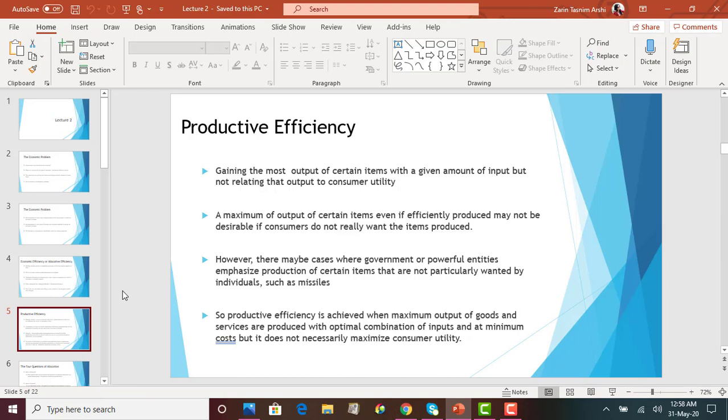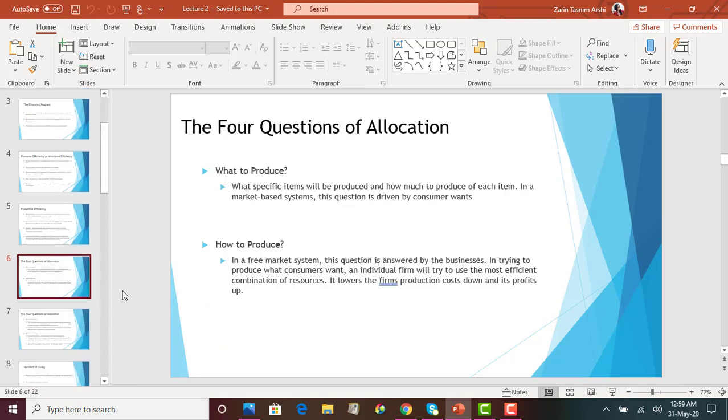Now this is very important. You have to understand the difference between allocative efficiency and productive efficiency. You will have questions in your homework and your exam, so make sure you understand, and the slide gives you a little bit more information, so it will help you to understand the two concepts.